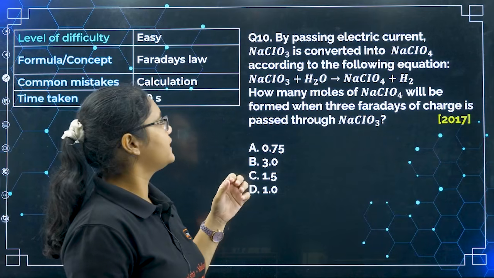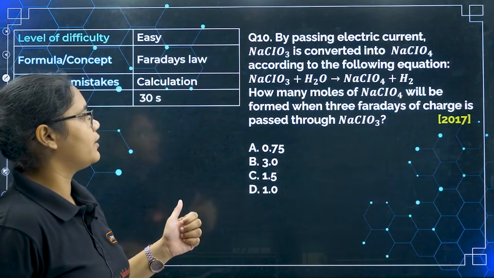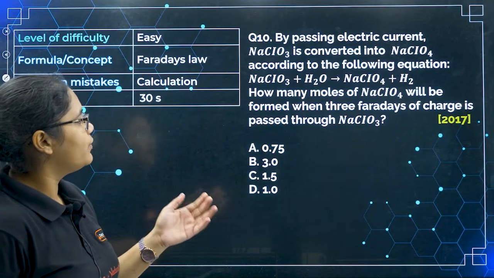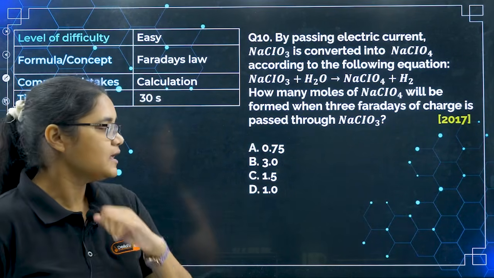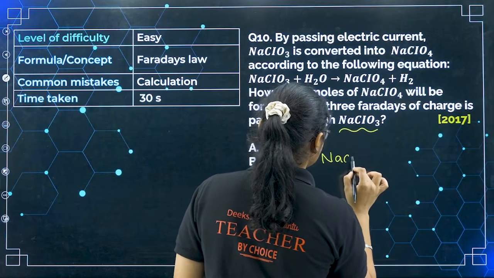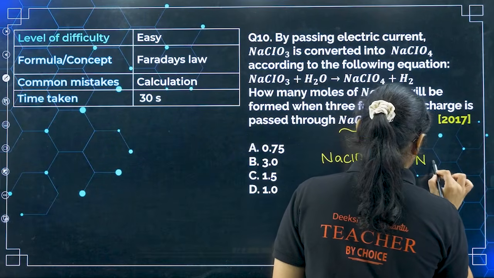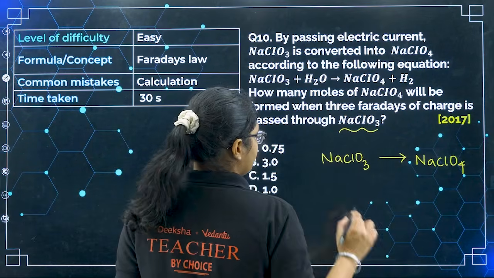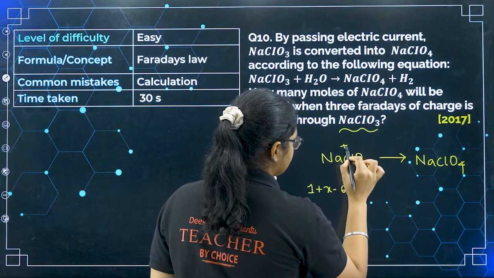Next we have, by passing the electric current, NaClO3 is converted to NaClO4 according to the following equation. How many moles of NaClO4 will be formed when 3 Faradays of charge is passed through NaClO3? So now if you see the oxidation state of NaClO3 to NaClO4, what's the oxidation state of chlorine here? Let this one be +1, this is x and this is minus 6. So I have here plus 5.